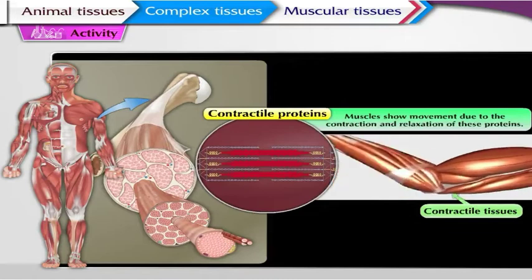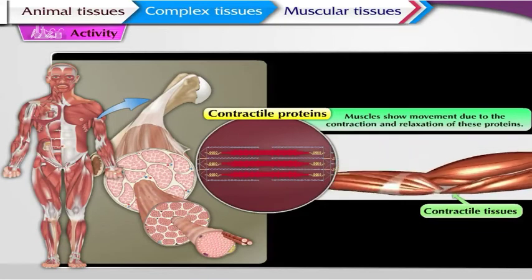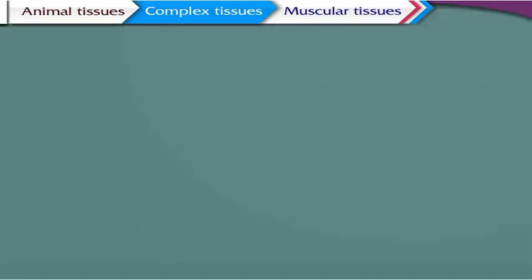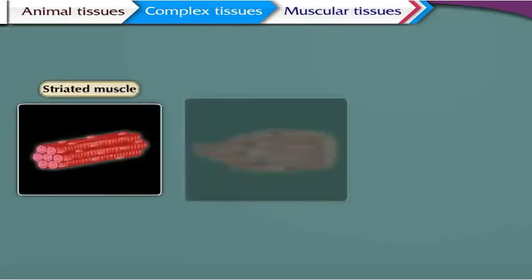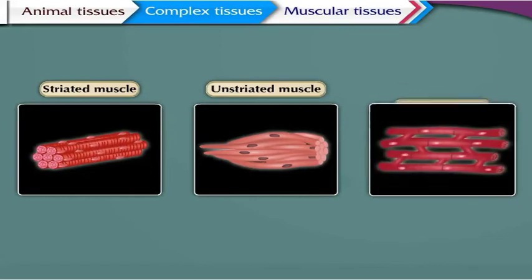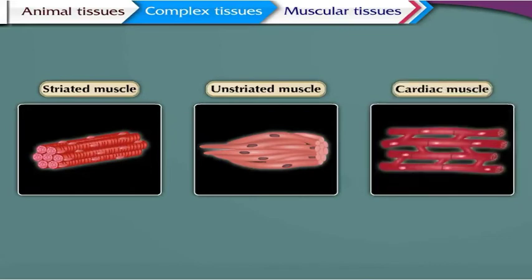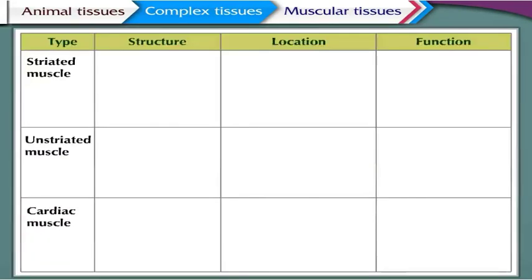Let us now study the different types of muscular tissues. Muscular tissues are of three types: striated muscles, unstriated muscles, and cardiac muscles. Let us understand the types of these muscles, the shapes of their cells, their structure and function with the help of this table.